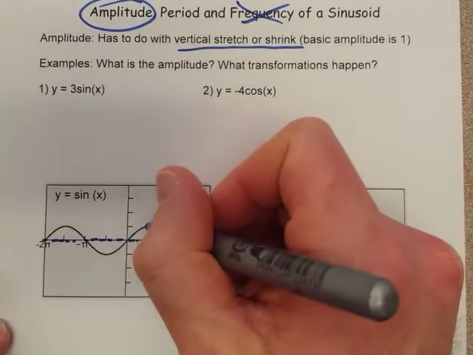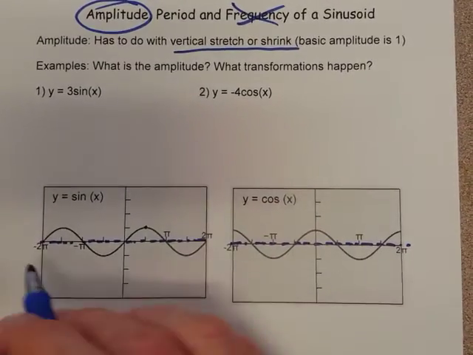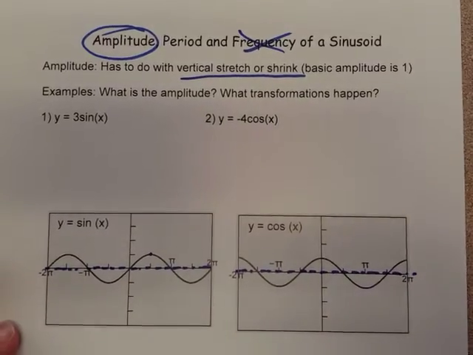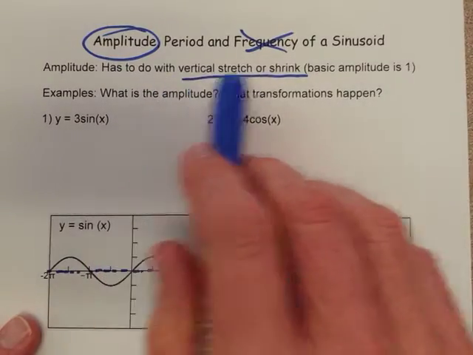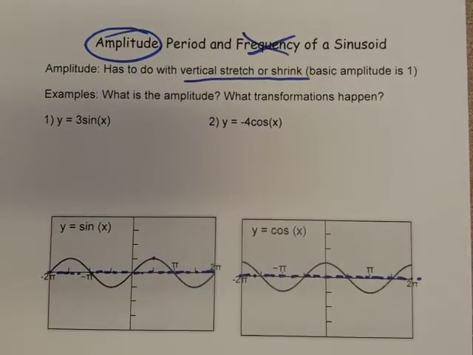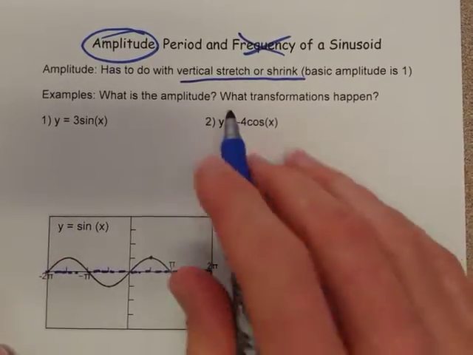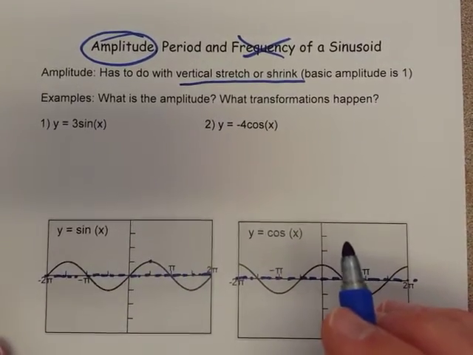So if I'm right here, I'm 1 away from the center of that graph, from that center axis. So what we're going to do now is we're going to modify these amplitudes a little bit, and it happens to be with vertical stretch and shrink. So we're going to comment on, once we have this change, we're going to say what transformations happen, and you can already count on vertical stretch and shrink.